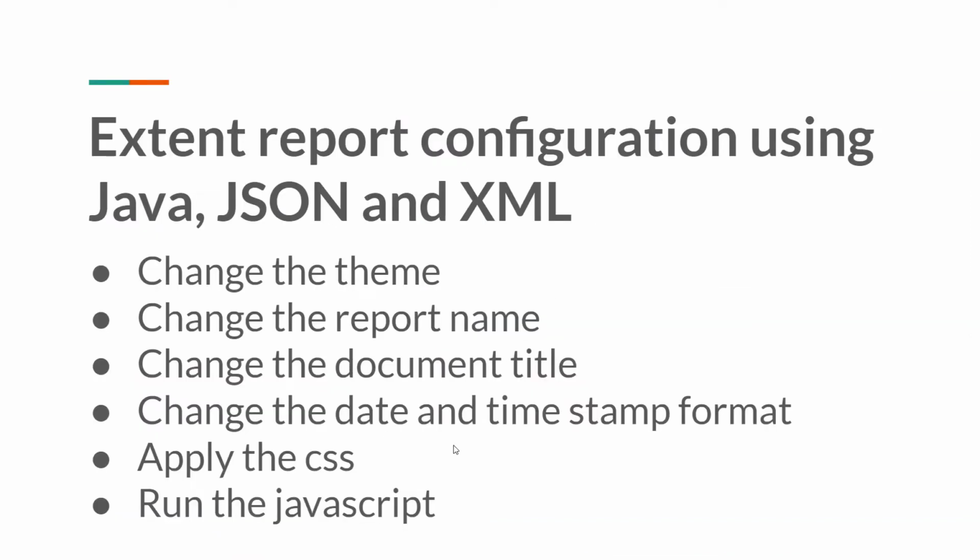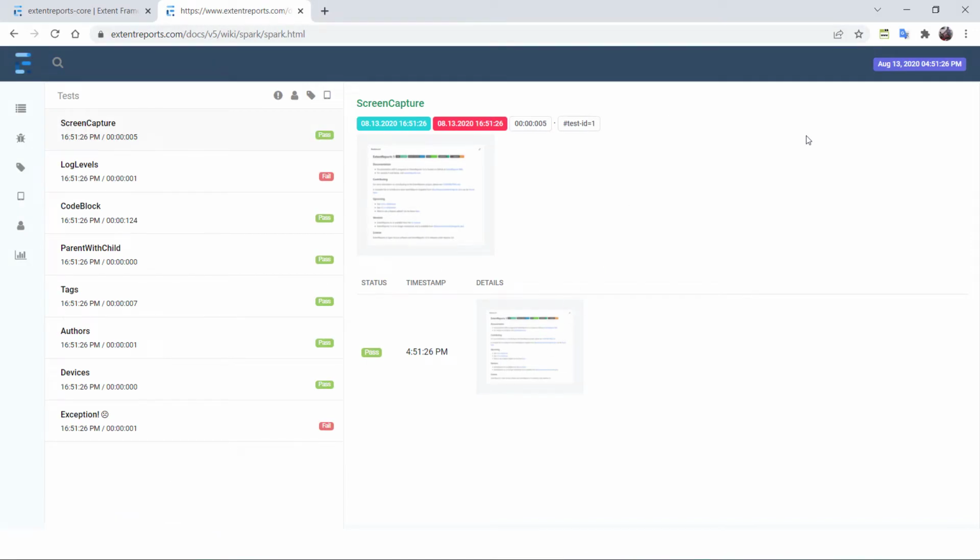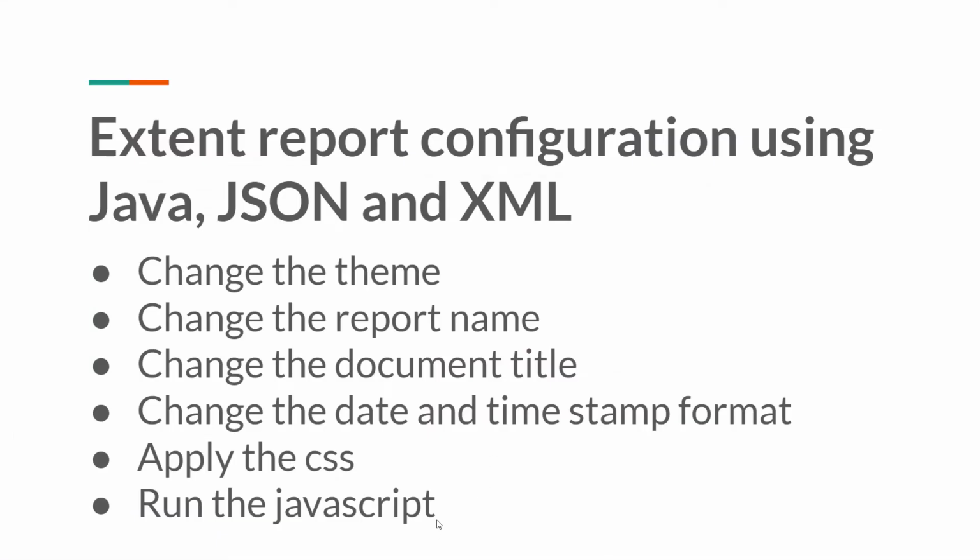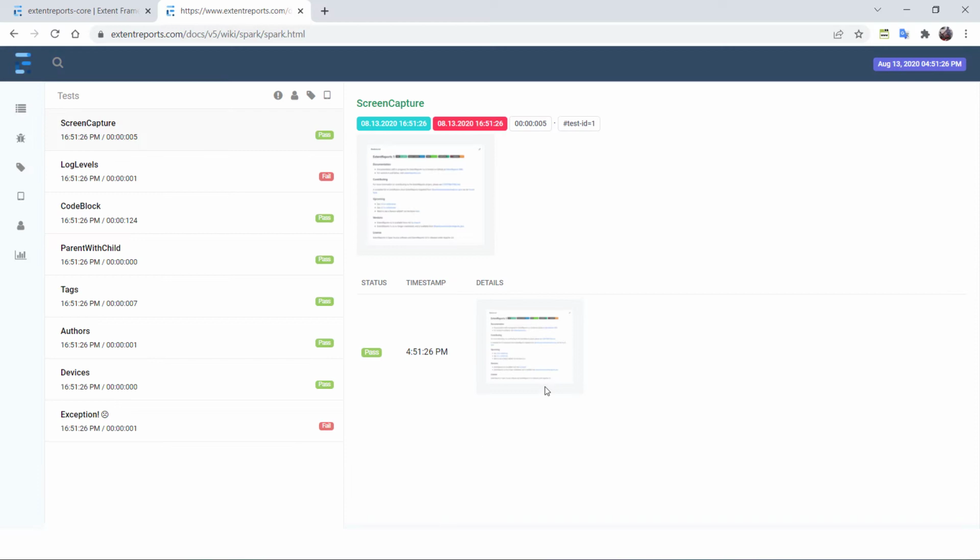And then apply the CSS. If you don't like any color, let's say for this date we have the blue color, right? If you want to change this color to red or black, how are you going to do that? And then run the JavaScript. If you want to run any JavaScript, how are you going to do that? Let's say here we have this Extent Reports logo, but I don't want to show it. What you can do is run some JavaScript here and just make it disappear.